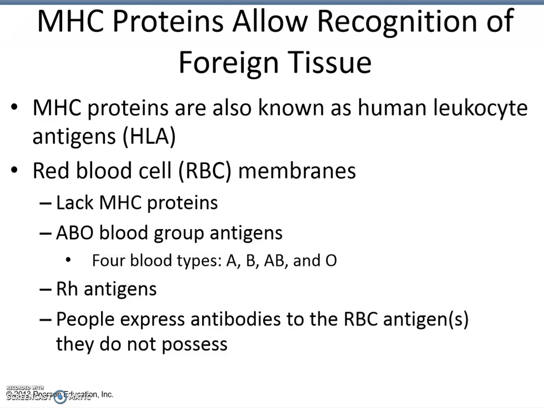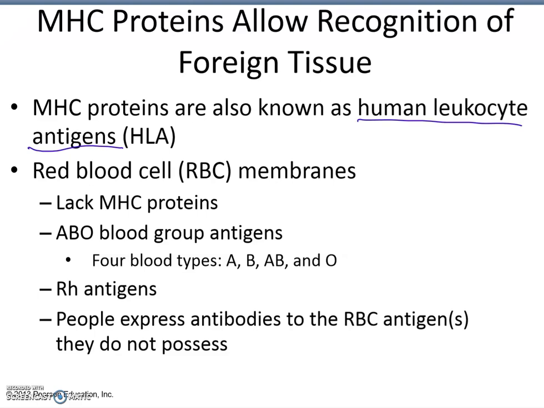Let's take a look at the types of antigens that we would find on our white blood cells and also on our red blood cells. For the white blood cells, the leukocytes, we have the MHC class 1 and class 2 complexes. So MHC proteins, we also call them human leukocyte antigens, HLAs. And again, we have the MHC class 1 and class 2 proteins.